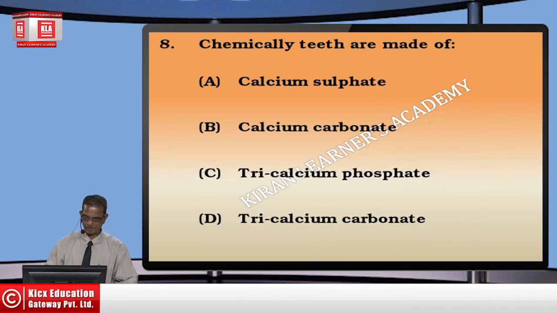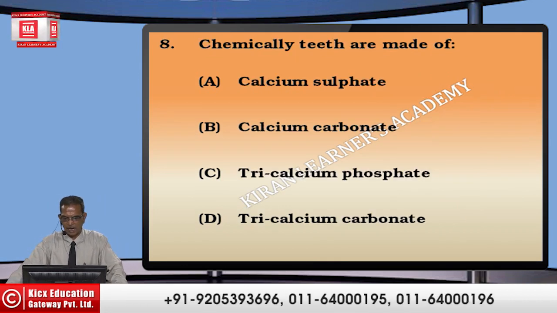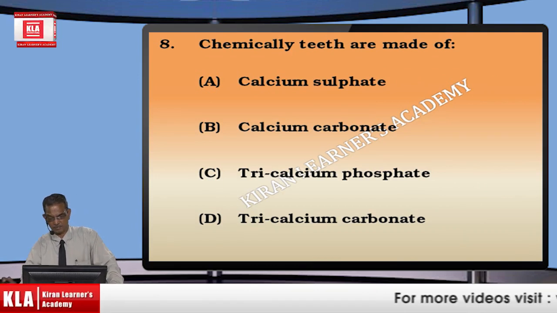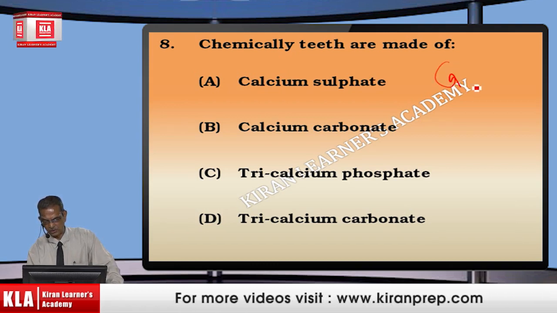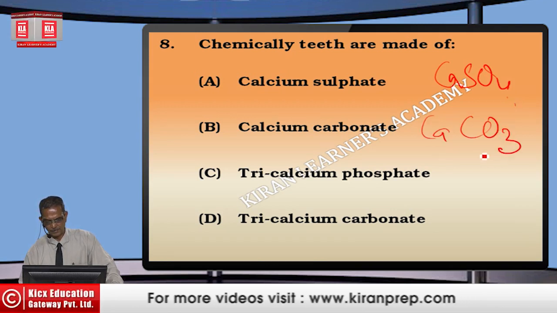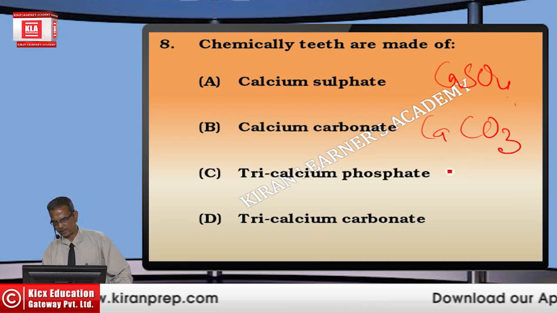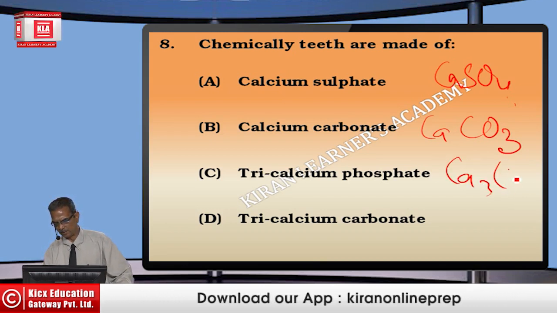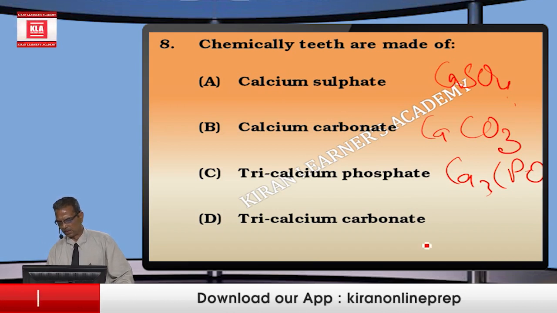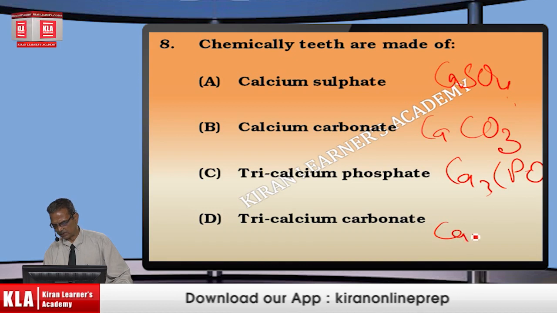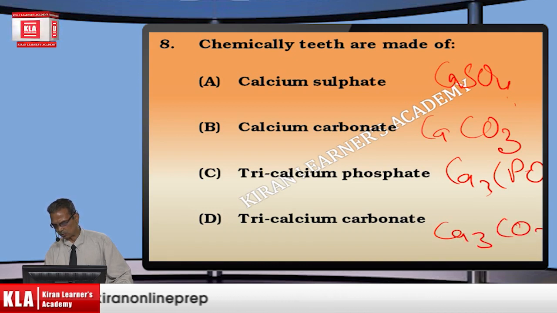Next, chemically, teeth are made up of what? Now this is a question which is also related to your chemistry. Calcium sulfate, that is CaSO4. Calcium carbonate, CaCO3. Tricalcium phosphate, Ca3(PO4)2. Tricalcium carbonate, Ca3CO3.